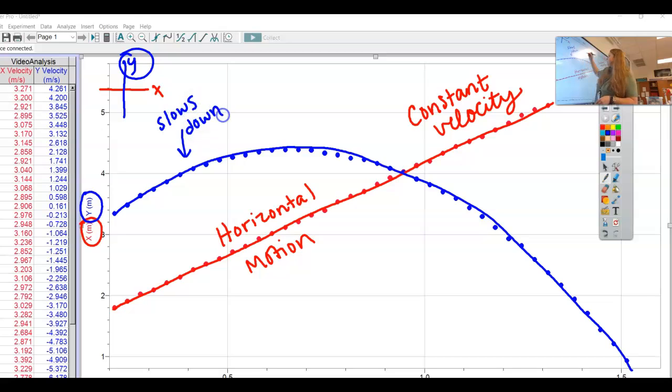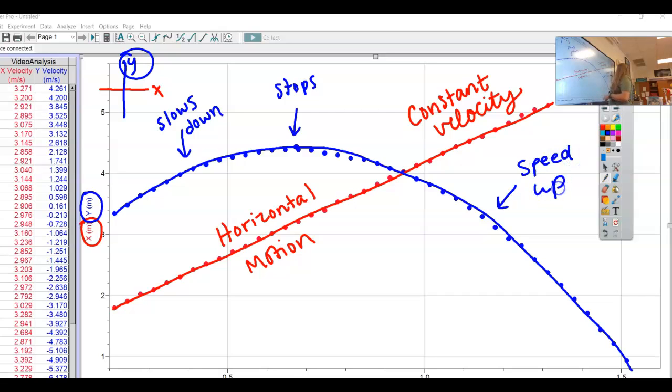Okay. It slows down, and then eventually at the top of its path, it reaches a zero velocity. Okay, it stops at the top. Now, it's only stopping vertically. Okay, it keeps moving to the side. That's why it has this horizontal speed, but it stops on its way up, and then gravity causes it to speed back up on the way down.